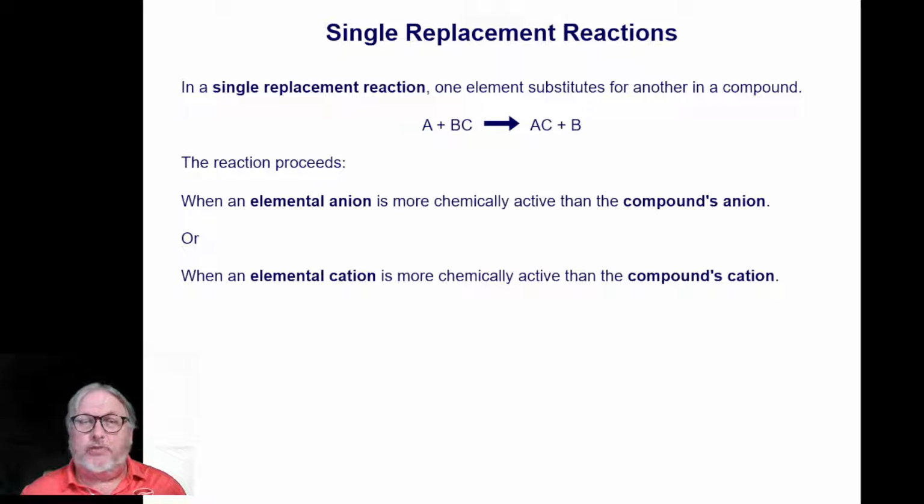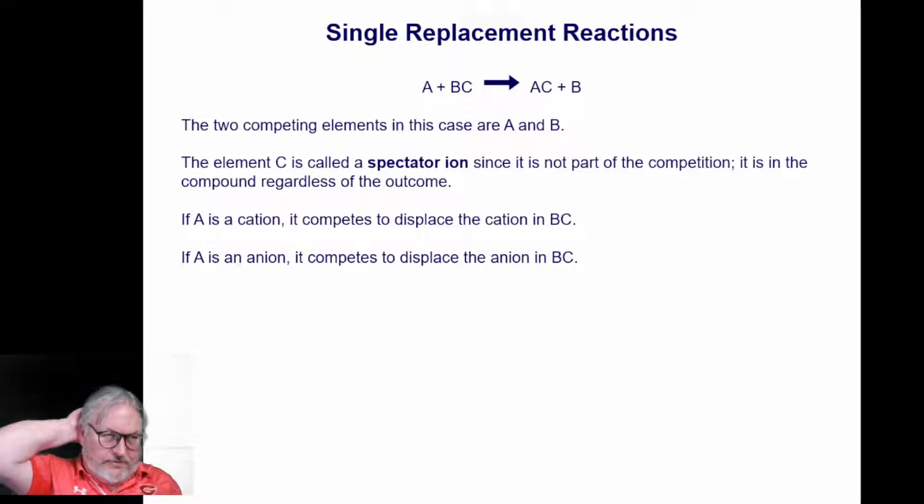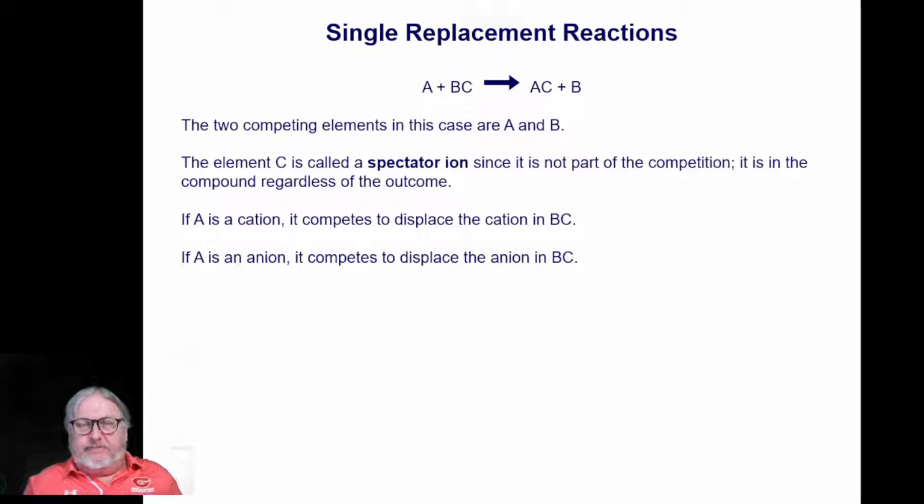So this reaction will proceed when an elemental anion is more chemically active than the compound's anion, or when an elemental cation is more chemically active than the compound's cation. So those are skeleton reactions: A plus BC yields AC plus B.